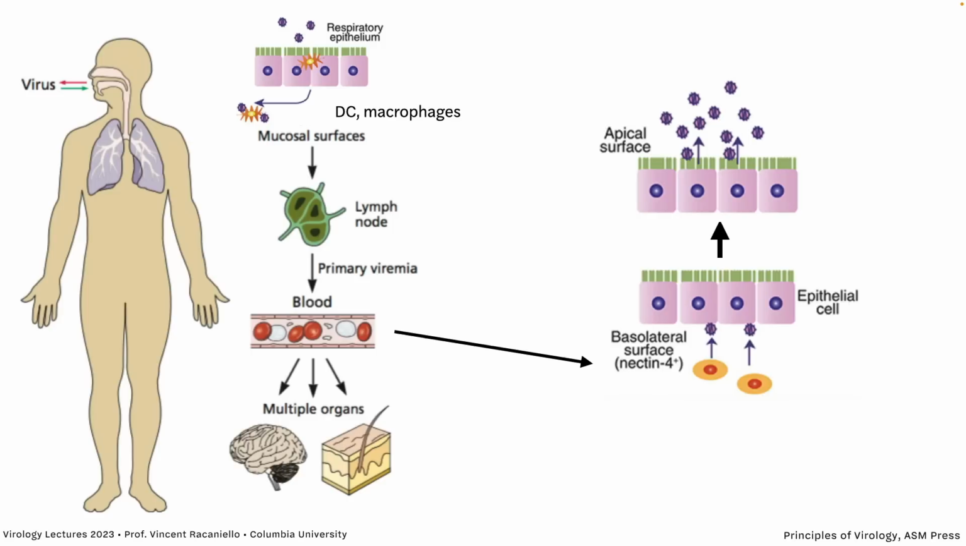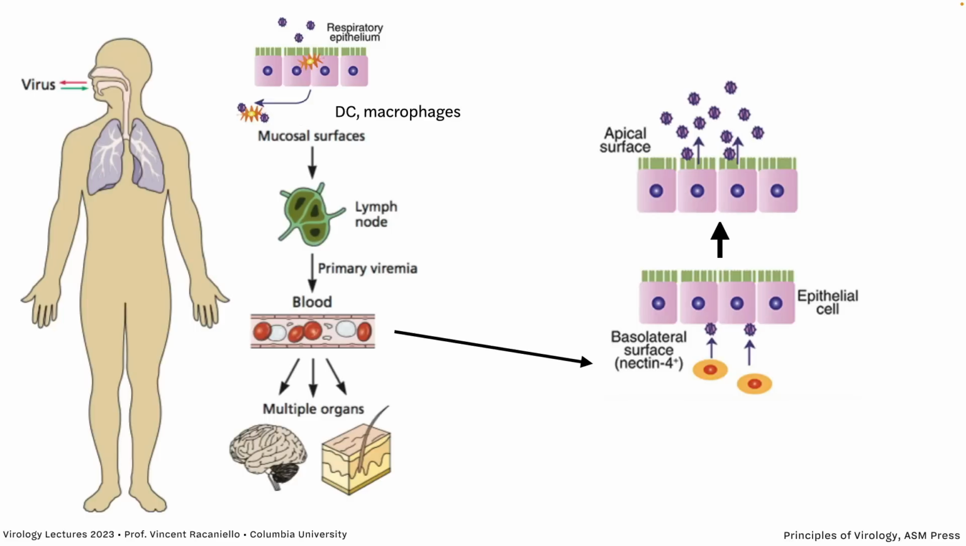Isn't that amazing? So this virus has to go to another host to endure, right? And the way it does so from the blood is to reproduce from the bottom of the respiratory epithelium and out. On the apical domain of the respiratory epithelium, there's no Nectin-4. So the virus cannot enter in the beginning of infection. That's why the DCs and macrophages are picking it up.